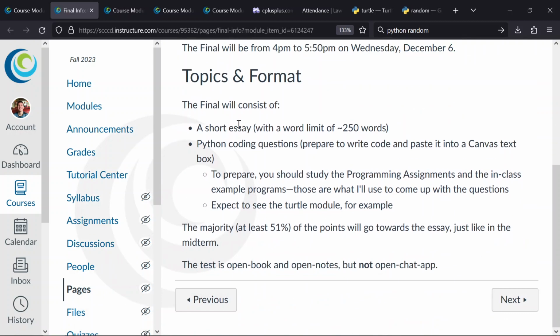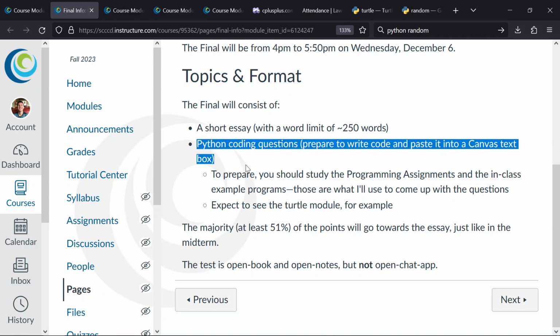And then here are the topics. You should expect it to be pretty similar to your midterm. But I'm going to have Python questions this time. I promise to ask you Python questions, so get ready. Practice your programming assignments. Go and look over those. So I'm going to ask you to write another essay, a little short essay to get up to our word limit that we're required to have this semester. And then I'll ask you a bunch of Python questions.